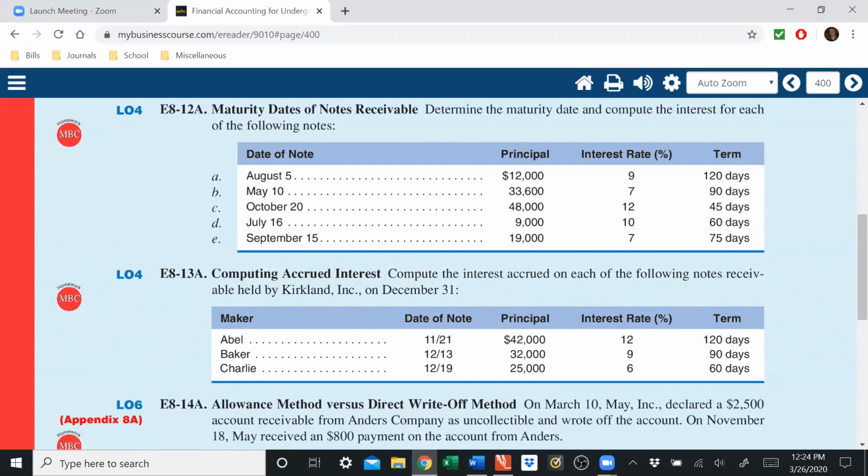All right, so the first thing we have to figure out is the maturity date. And then the second thing is the dollar amount of interest that the lender is going to receive from the borrower when the borrower pays the lender.